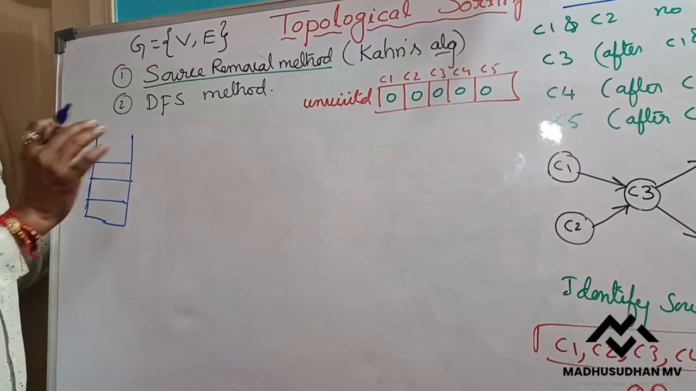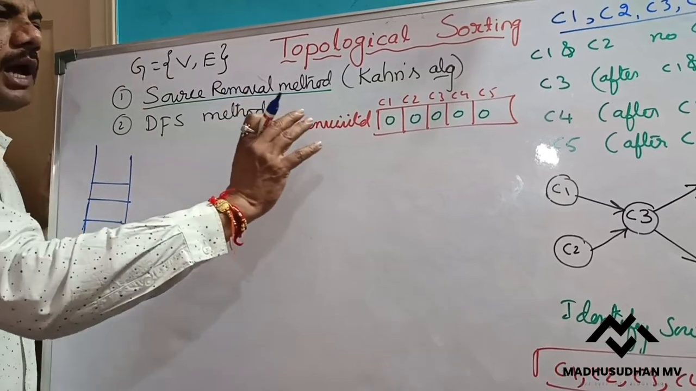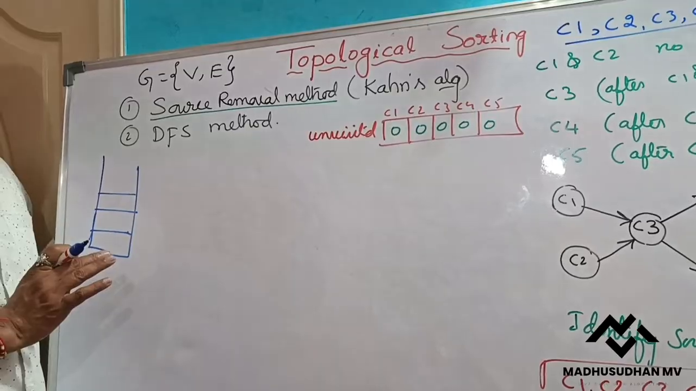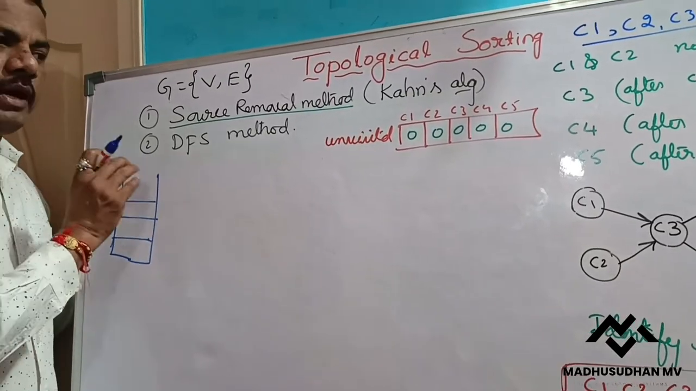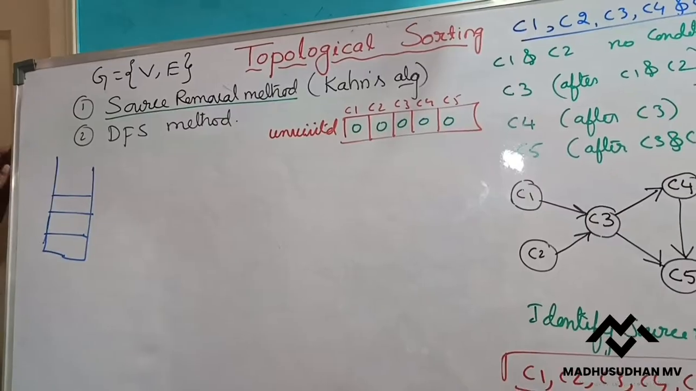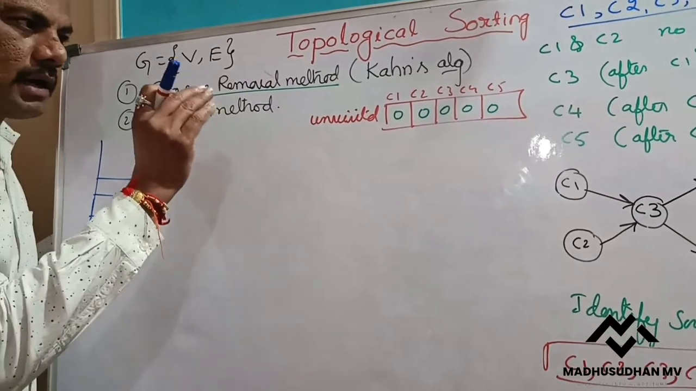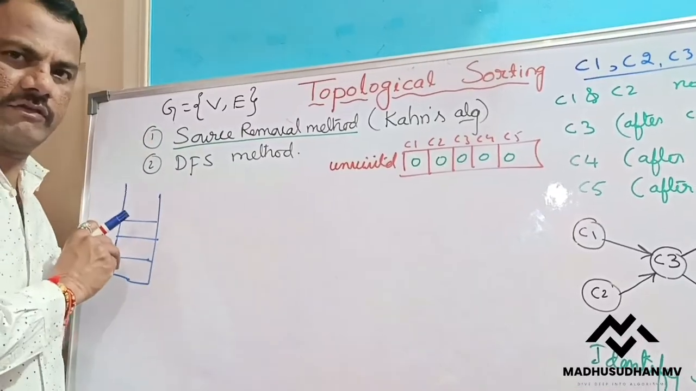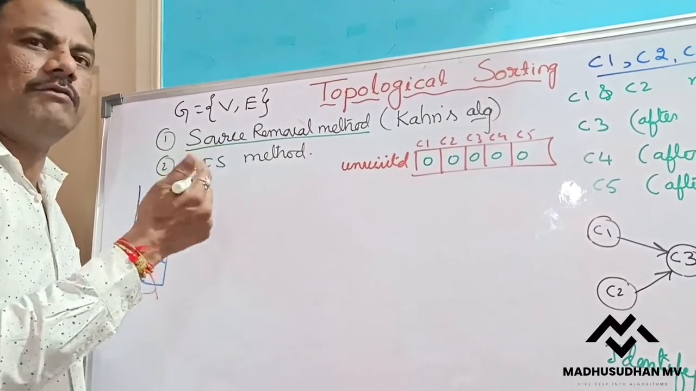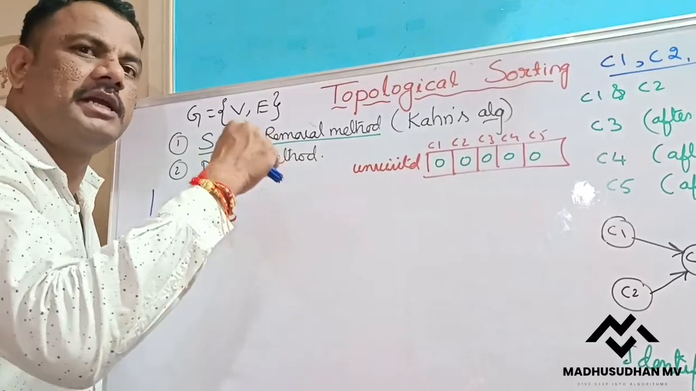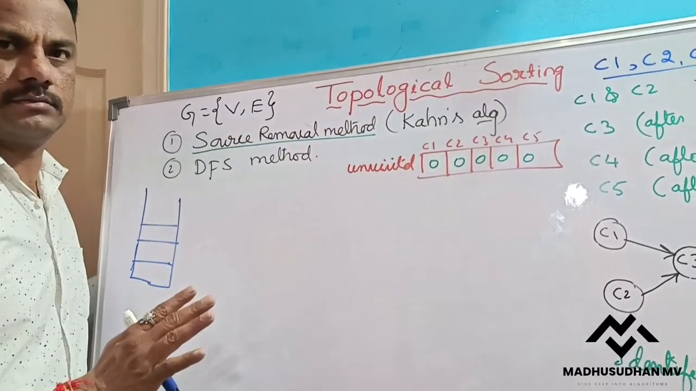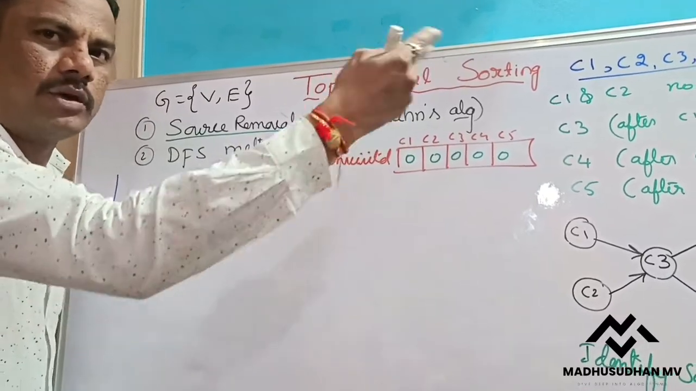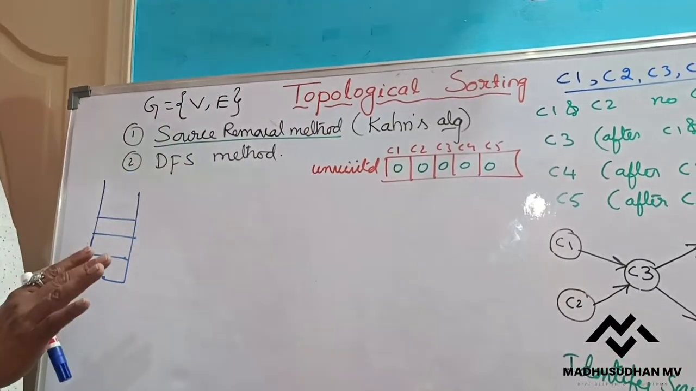People know the stack. Whenever I visit an unvisited vertex for the first time, I push it into the stack, and I will note the order in which I am pushing. Whenever I reach a dead end, I take it out. Dead end means from any one vertex, I cannot move to any other vertex. Then that is called a dead end node.